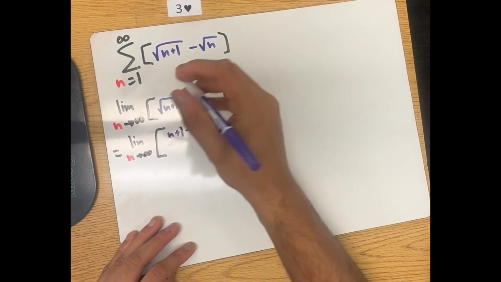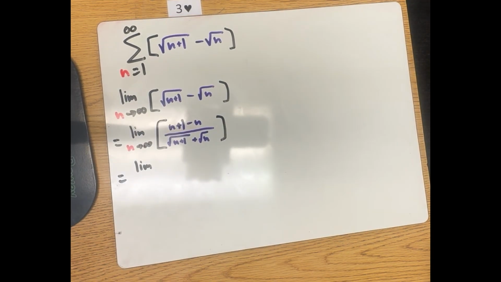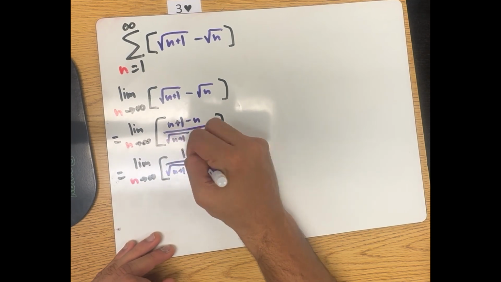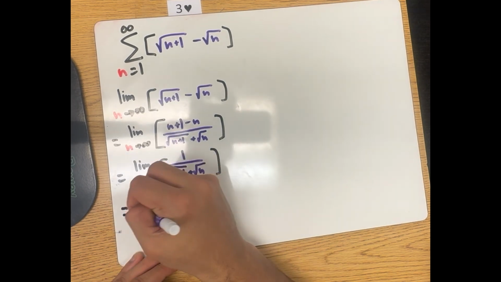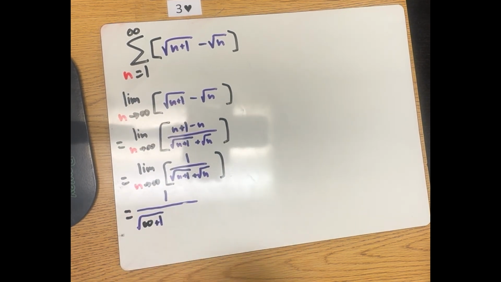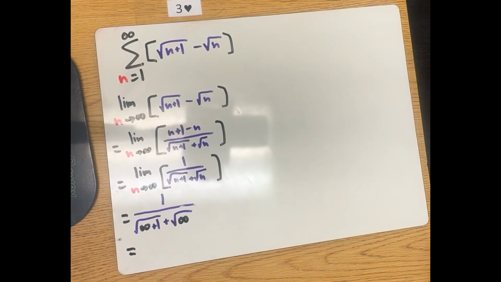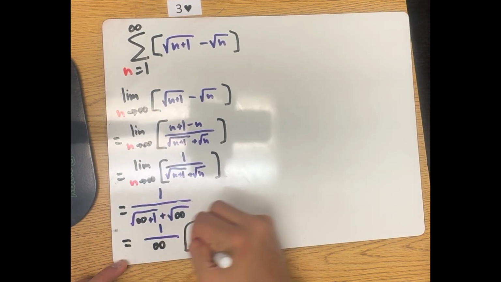In this case, we can use conjugates, which simplifies to the limit as n approaches infinity of 1 over (square root of n plus 1 plus square root of n). We then can plug in infinity, getting us 1 over (square root of infinity plus 1 plus square root of infinity), simplifying to 1 over infinity, which approaches 0.